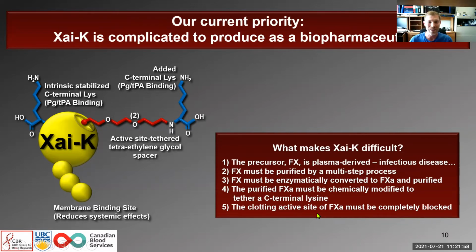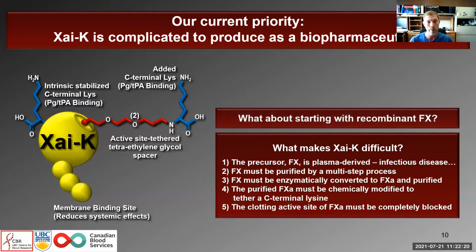And finally, the clotting active site of factor 10A must be completely blocked. This is a lengthy and unappealing process for a drug company, but these are all challenges that can be eliminated by the production of a recombinant factor 10, lacking enzymatic activity and modified to present a C-terminal lysine residue. A panel of mutants has been created to do exactly this and will be tested in our mouse models very soon. And now we'll switch gears a little bit and pass it on to Michael.